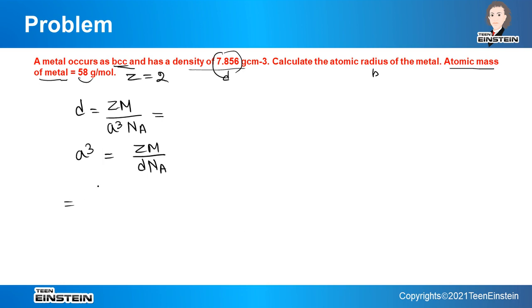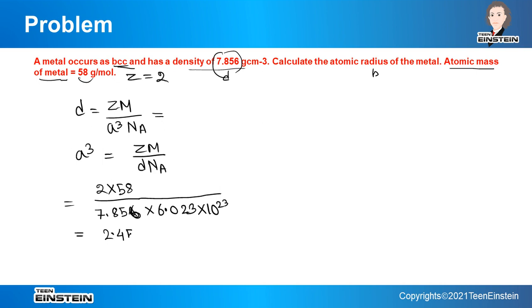Now we will put all the values: 2 into 58 divided by 7.856 multiplied by Avogadro number 6.023 into 10 to the power 23. After calculation this will be equal to 2.45 into 10 to the power minus 23, because 10 to the power 23 is in the denominator. Now we will arrange the value in this way: 24.5 into 10 to the power minus 24.